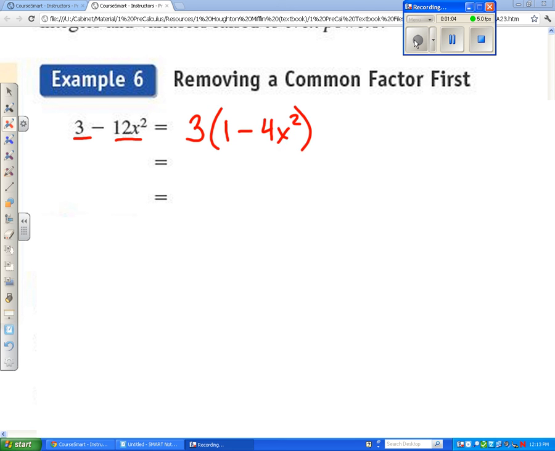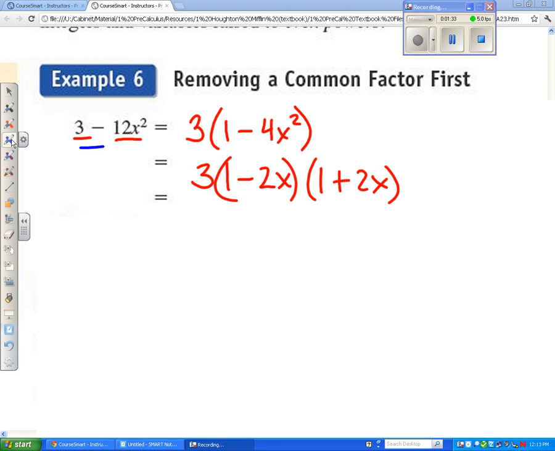Using the formulas you just wrote down in your notes, we have u squared minus v squared. That means this is u. We have 1 squared, which turns into 1, minus the square root of 4x squared, which is 2x, and we have 1 plus 2x, and this gets multiplied by 3. And that was it. So this is the completely factored form, by first removing a common factor.